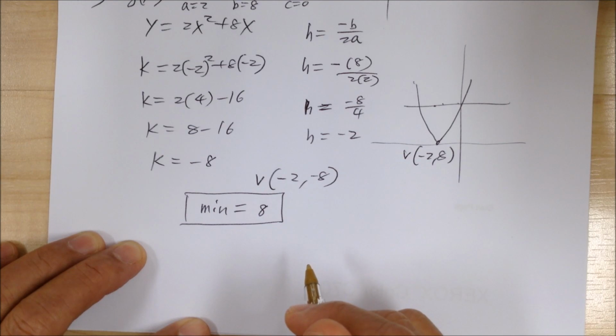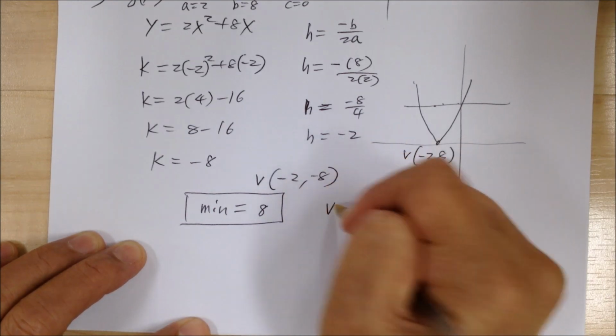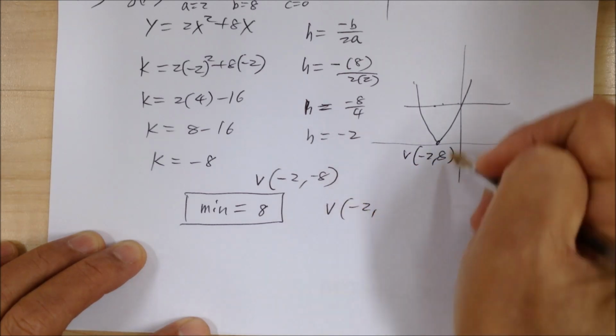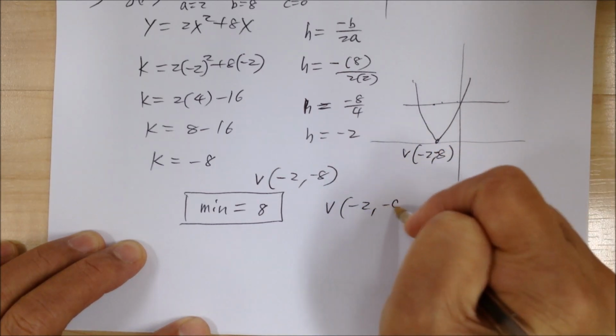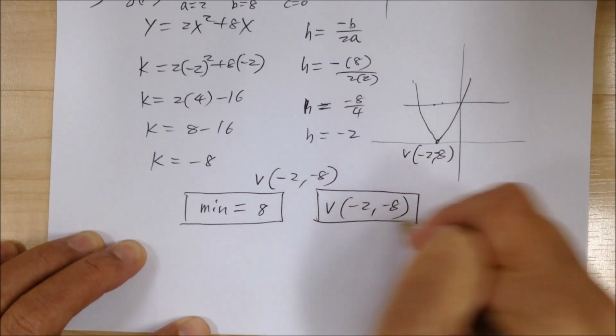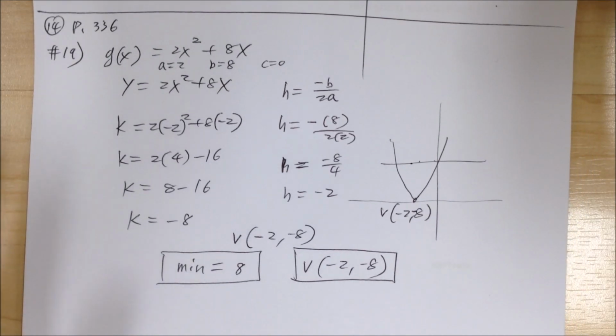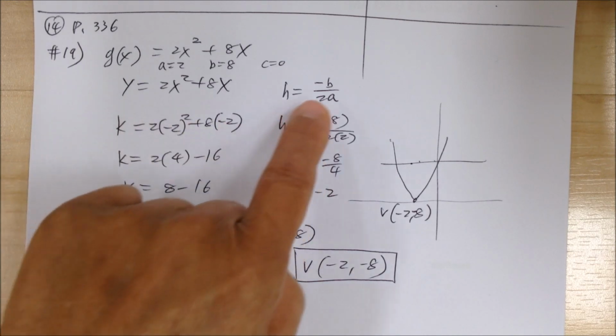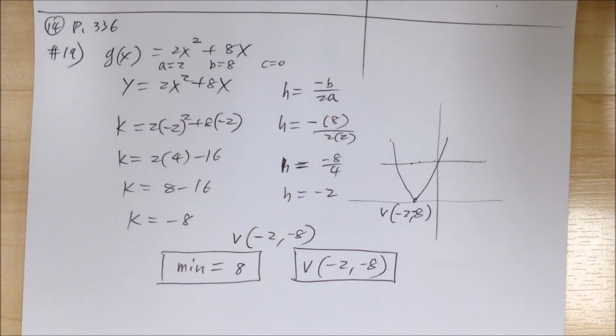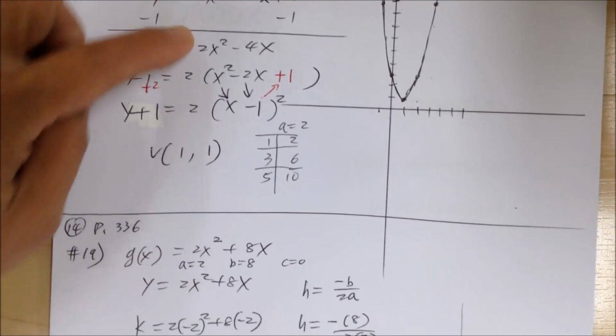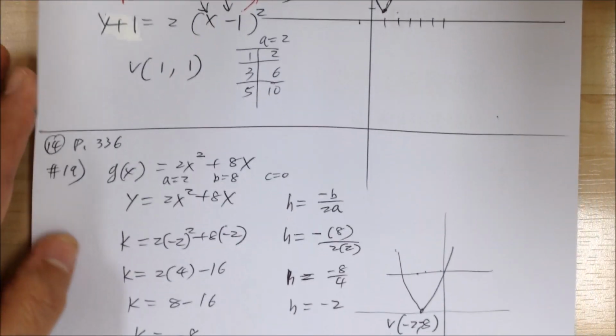And the next question: give the coordinates of the vertex of the graph. And the vertex would be (-2, -8). That's a negative. And that would be the answer. Again, there are many other ways to do it, but this is probably the easy way using the formula. Another way to do it is by completing the square, and you can find the vertex from there.